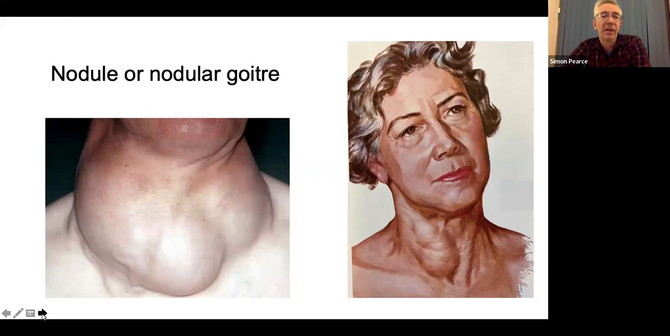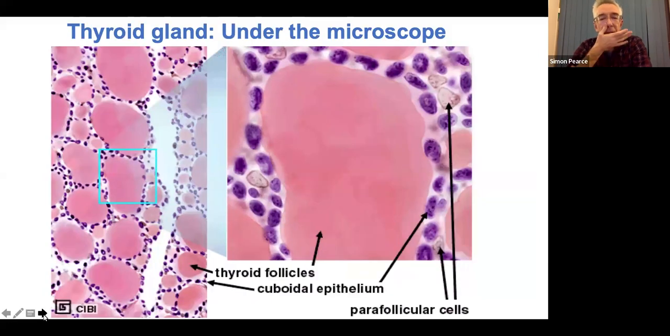So if the thyroid is not diffusely enlarged, you have a nodular goiter. So this is a patient with probably 3 big nodules in the thyroid here. And this is a lady who probably just had 1 big nodule in the thyroid there. So that would be a nodular goiter. And so you need to understand a little bit about what the thyroid looks like under the microscope to understand what would form a nodular goiter.